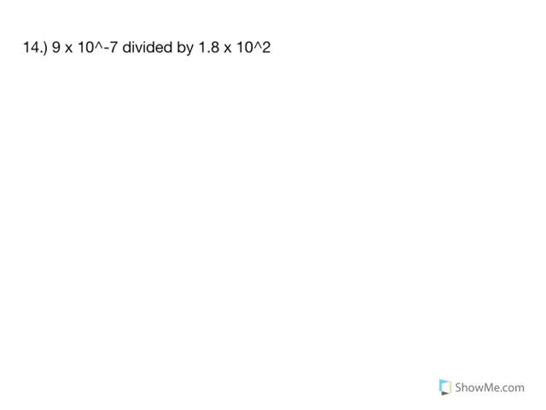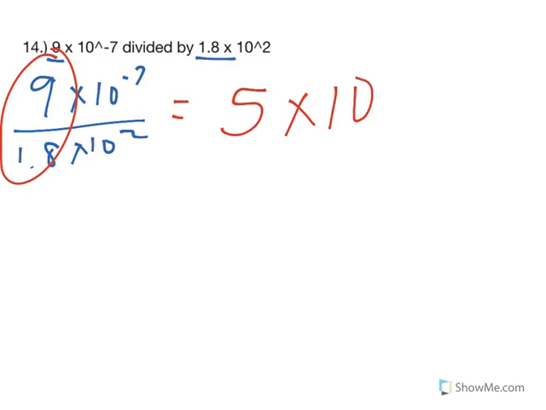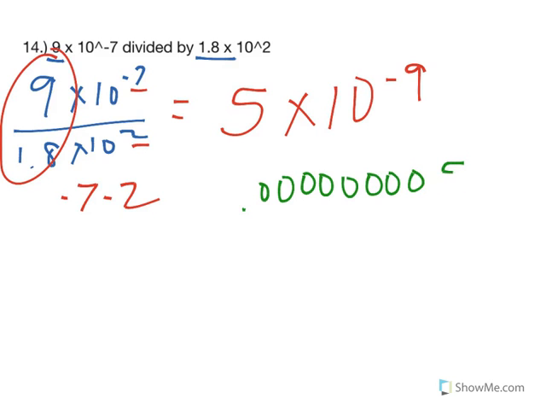And let's go to 14. I think I typed this one in correctly. Now we're dividing. So I'm going to take 9 divided by 1.8. And sometimes it helps to write these vertically. So if I do 9 divided by 1.8, I get 5. And then remember, we're subtracting the exponents. So negative 7 minus 2 gives me negative 9. So there's scientific notation, and then standard form, it's negative. So 1, 2, 3, 4, 5, 6, 7, 8, and then there's the 5.